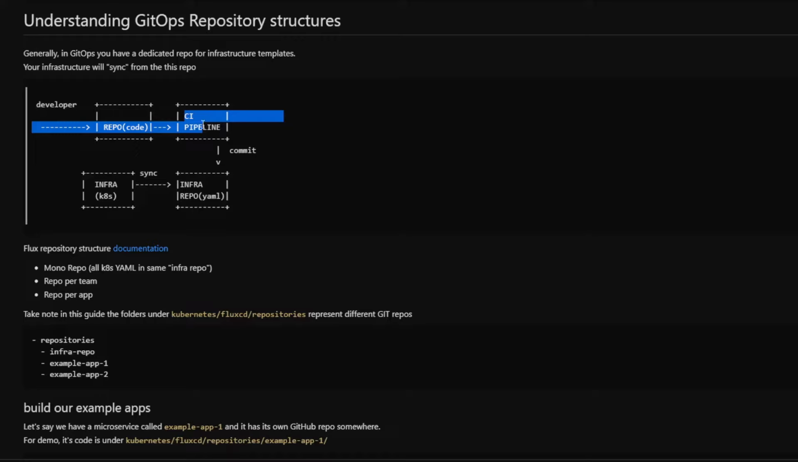And then the CI pipeline will commit a YAML change to the infrastructure repo that I showed you earlier. That is where our YAML would be living, and all it does is update the image tag or the changes to the YAML, and then Flux will automatically sync that from the infra repo.